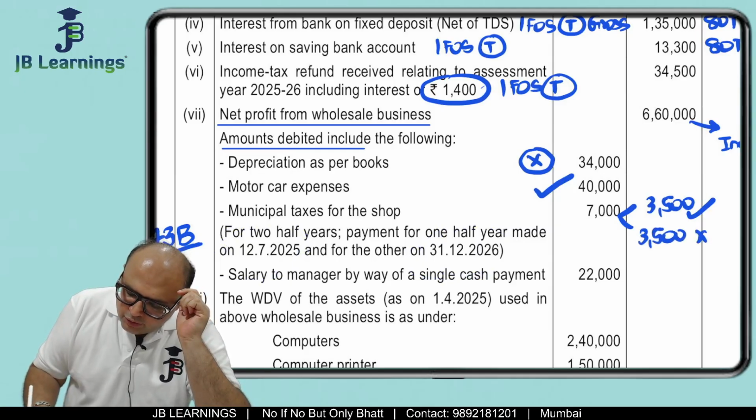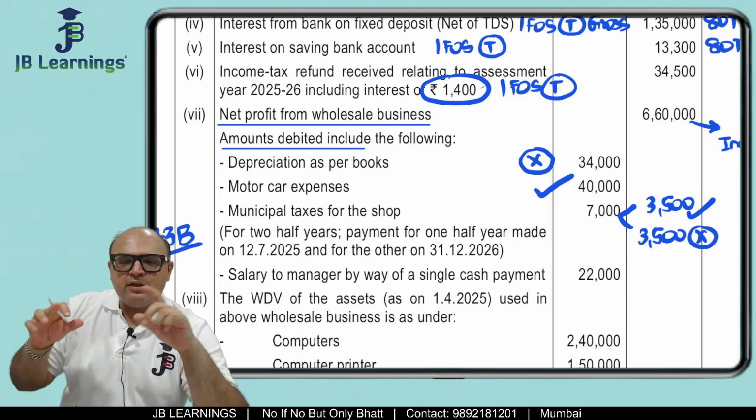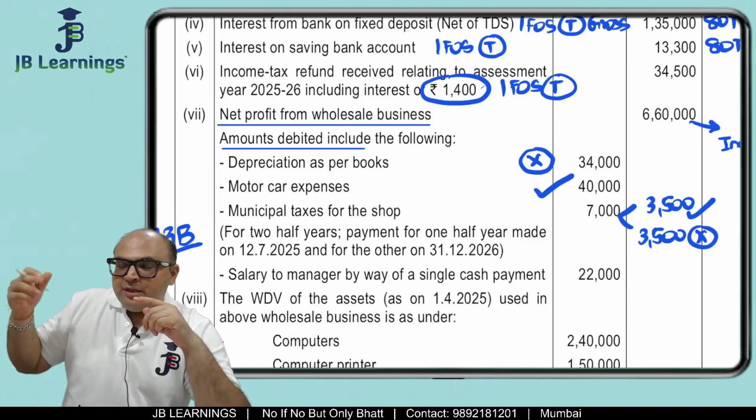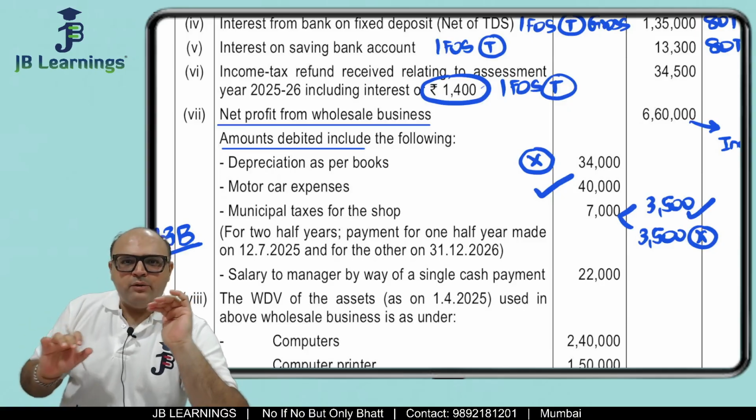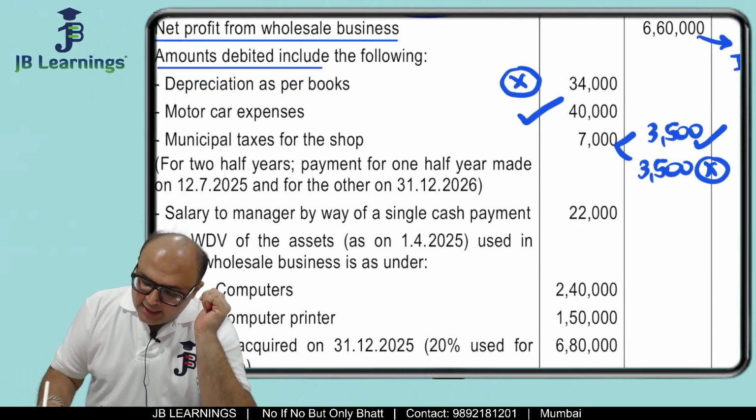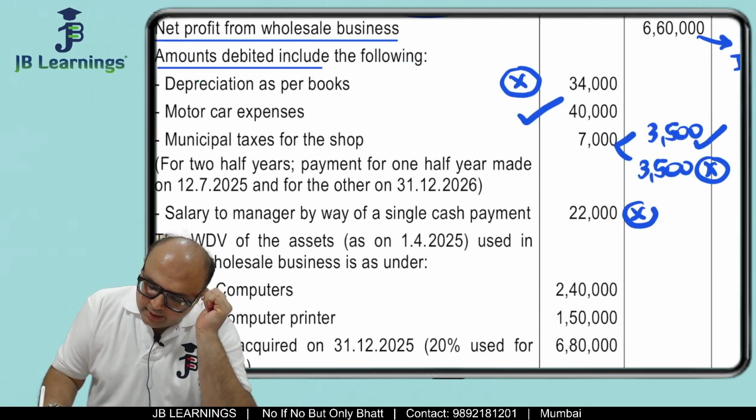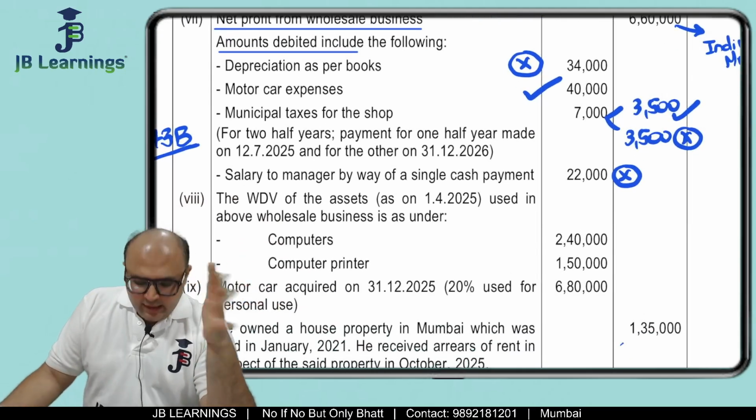So ideally what you should do is try to solve the sum on your own, and then only, for checking whether the answer is correct, or whether you are conceptually going right or not, you are supposed to see the video and see the solution. Salary to manager by way of single cash payment. So cash payment above 10,000 is not allowed. So this was debited, that is done.